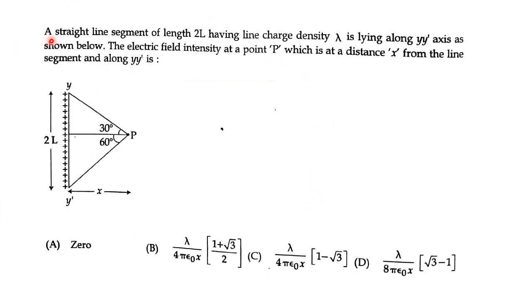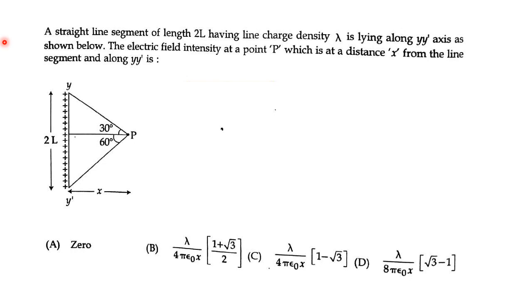Here we have the question. A straight line segment of 2L having the line charge density lambda is lying along the y prime y axis as shown below. The electric field intensity at a point P which is at a distance x from the line segment along the y is. So what is the answer? We are going to do it right now.